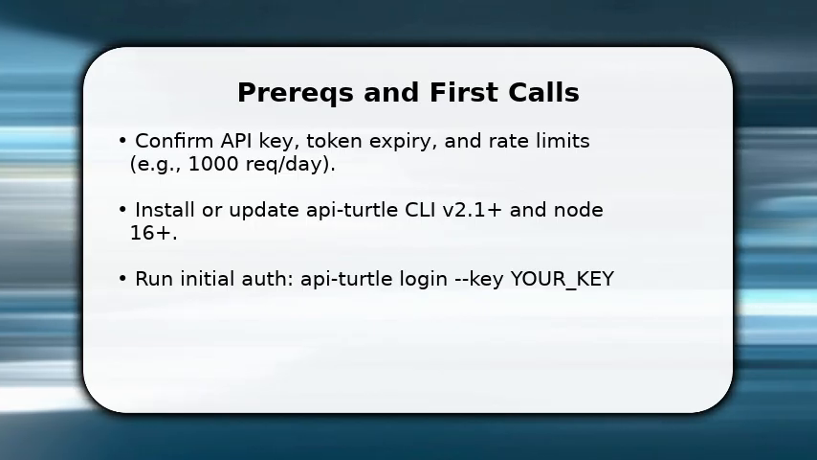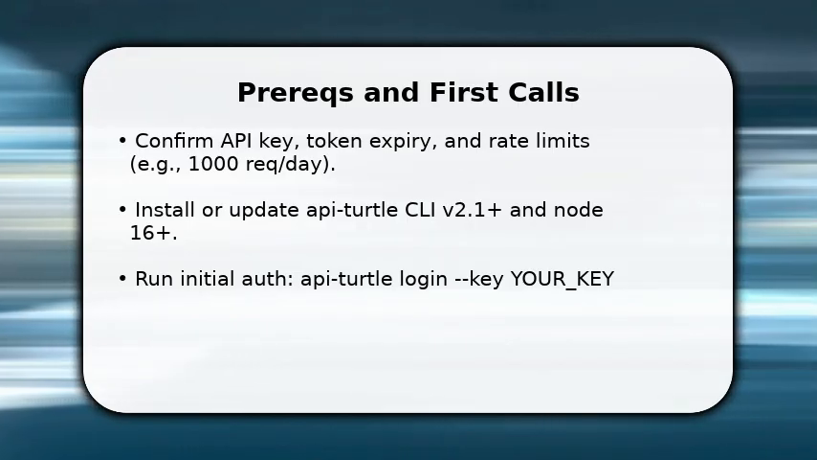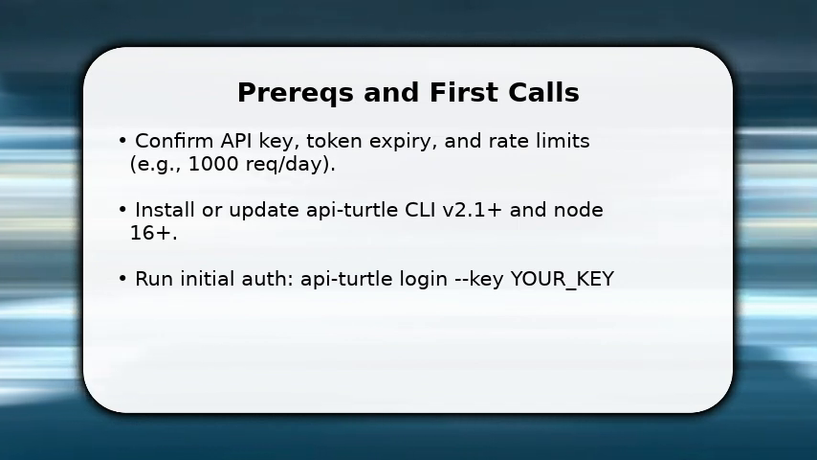This caches credentials and reveals rate limit headers. Do this now because an unauthenticated call will fail silently. Also check system clock and network DNS. Small mismatches cause token validation errors and wasted retries.